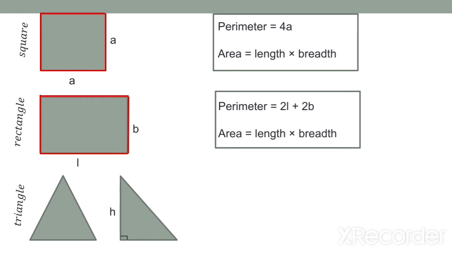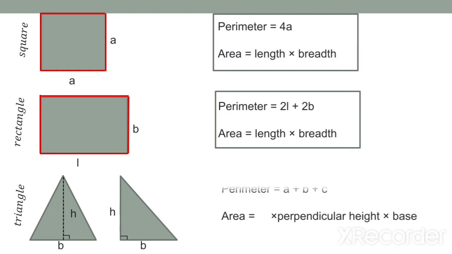Here I have marked H as the perpendicular height. So where it draws the perpendicular mark, it will be the base. Try to identify that thing. Where it draws the perpendicular height and that symbol, it will be the base. So here area equals half into perpendicular height into base. So you have to remember that formula.